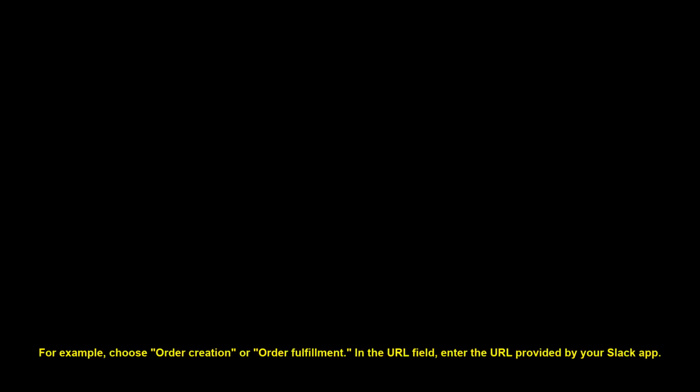For example, choose Order Creation or Order Fulfillment. In the URL field, enter the URL provided by your Slack app. Set the content type to application/JSON. Click Save Webhook to complete the setup.